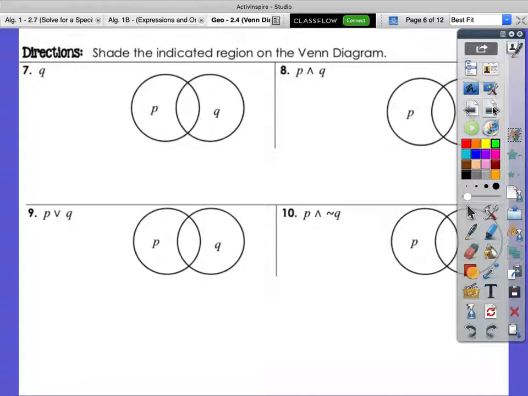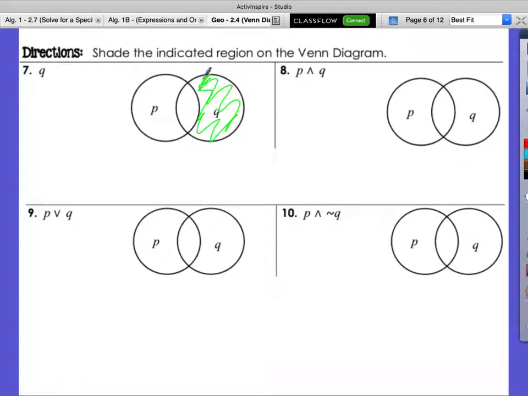We're talking about Q. Is this all part of Q right here where I'm shading? Yeah. Is there any more that's also where Q is? Yeah, right here as well. Is Q over here? No, we're not going to shade that. We're going to shade everywhere where Q is. That's what it's asking.